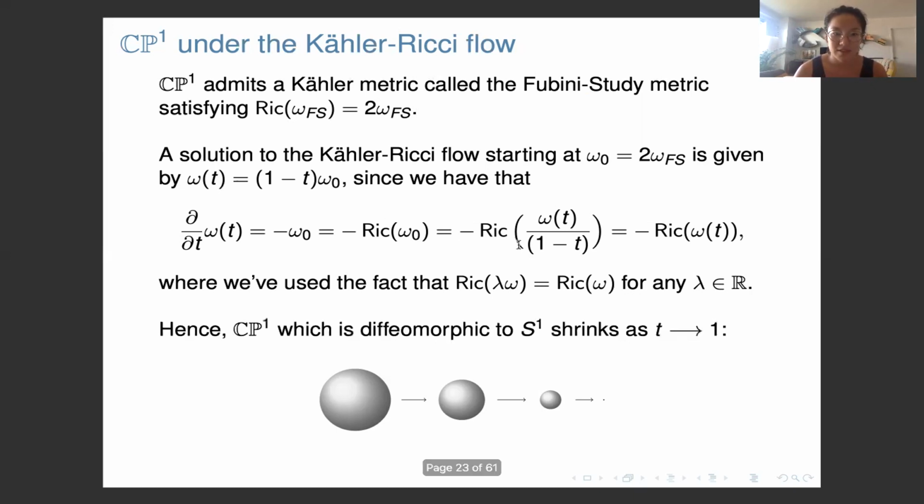And so we know that CP1 is diffeomorphic to S2. And so you can imagine the flow as shrinking the sphere until it reaches its singular time, which is our max existence time, at big T equals 1. And so we get the shrinking phenomenon.